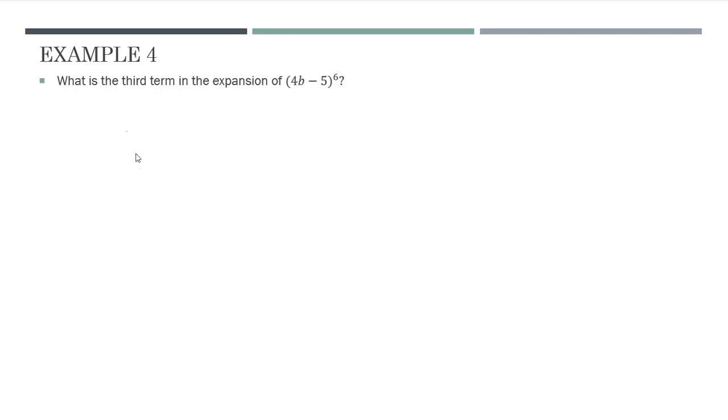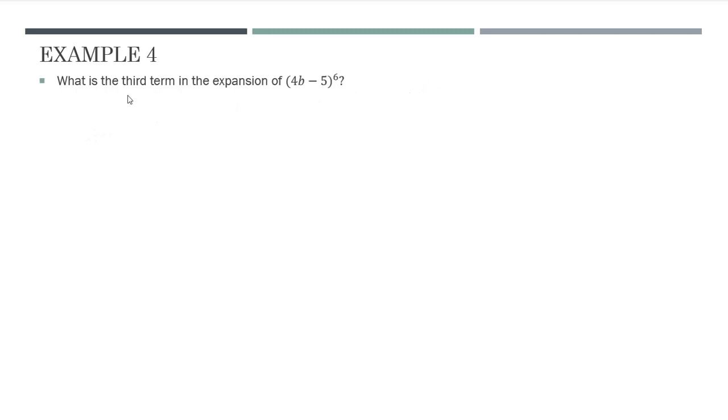Now, after all those expansions, it's probably time to look at what the formula sheet actually gives us. So we're going to go with this question: what is the third term in the expansion of (4b - 5) all to the power of 6? If you imagine the last question, trying to do the full binomial expansion is going to take way too long for a question like this.